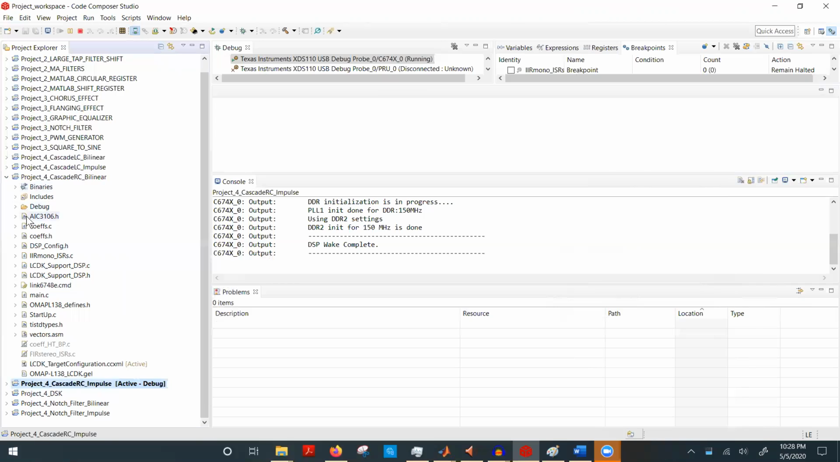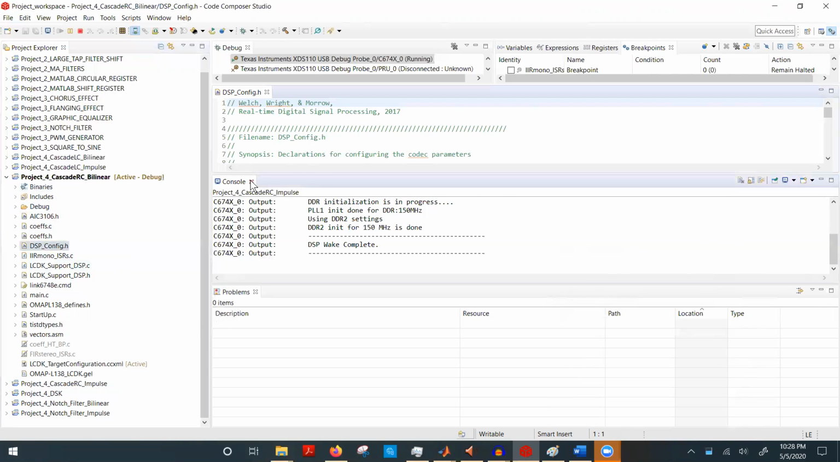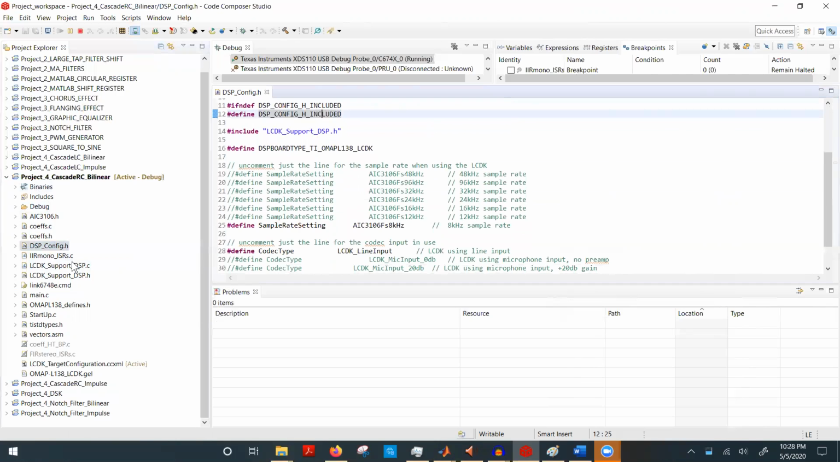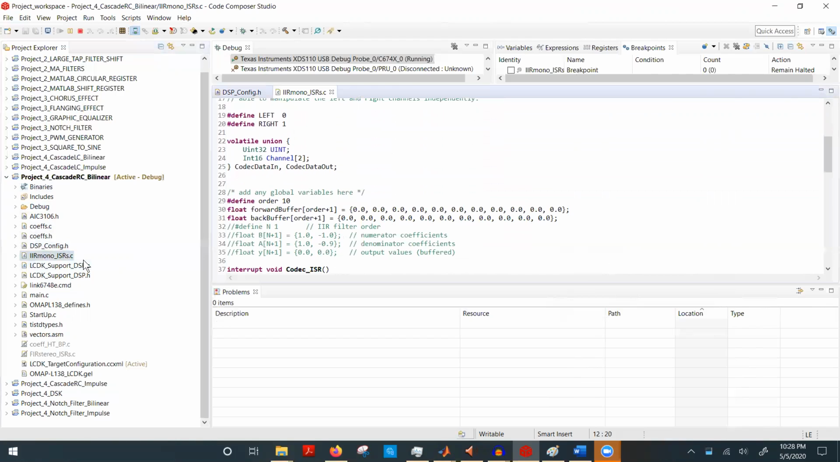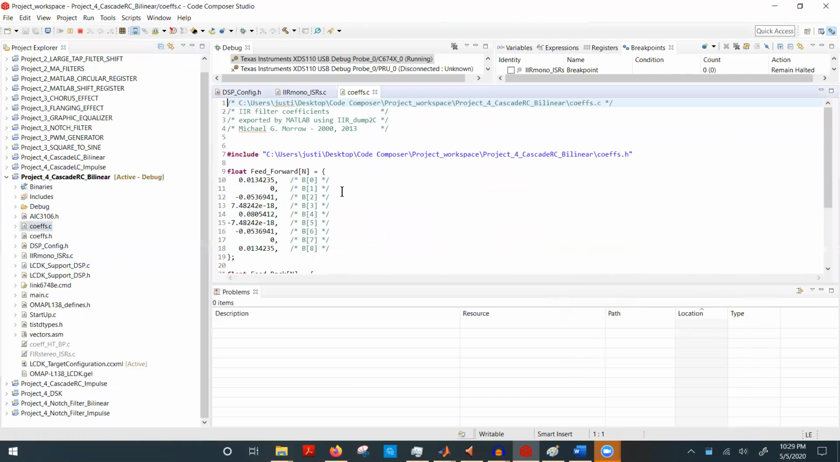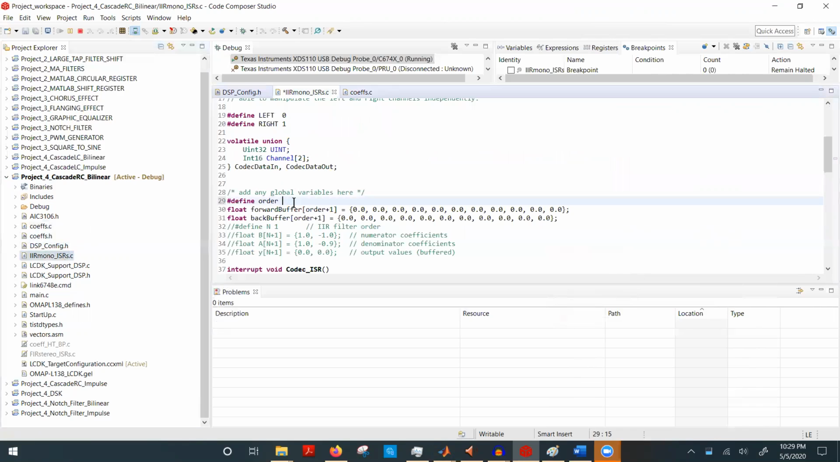Now this project over here is going to use a bilinear transformation for the low pass and for the high pass. So I'm going to open the DSP configure header and make sure my sample frequency is 8,000 just like before. This has not changed except that I need to change the order. This is going to be 8th order, because you have a 4th order low pass with a 4th order high pass, so 4 plus 4 for a total order of 8. Let me quickly change the order here to 8.